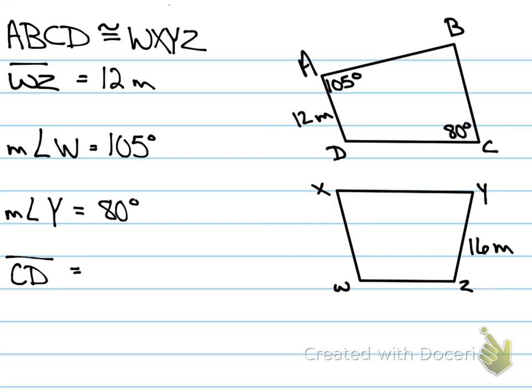Which side is corresponding to CD? YZ. Very good, because it's the last two in the sequence. So on the other quadrilateral, it's the last two also. So what is the measure for YZ? 16 meters. So guess what? CD is 16 meters. All right, did you get it right? Okay, that's everything you need to know. This will help you on 13, 14, and 15 on your homework, okay? That's all you need to know for 6.4.